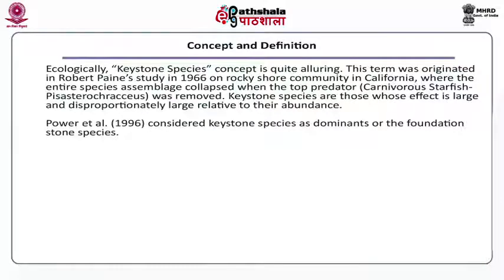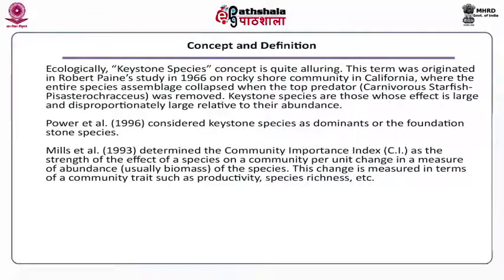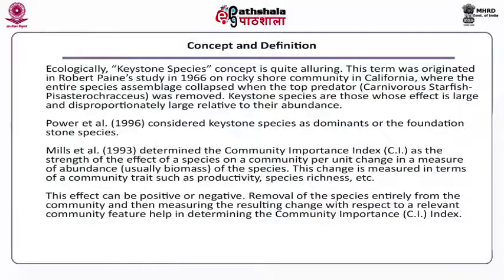Power et al. in 1996 considered keystone species as dominants or the foundation stone species. Mills et al. in 1993 determined the community importance index, that is called CI also, as the strength of the effect of a species on a community per unit change in a measure of abundance, usually measured in terms of biomass of that species. This change is measured in terms of a community trait such as productivity, species richness, etc. This effect can be positive or negative.